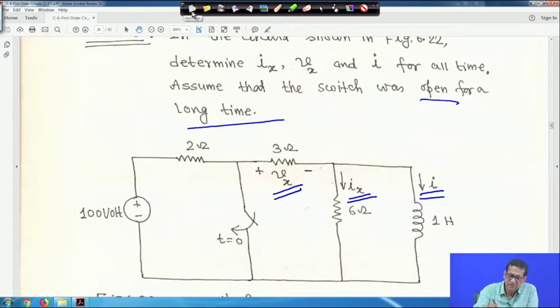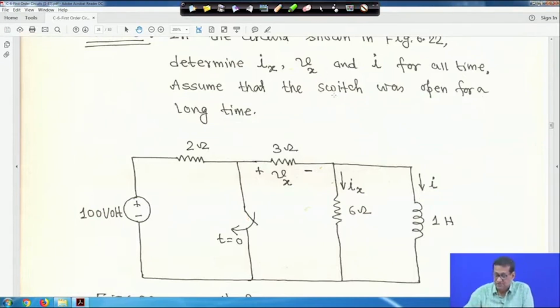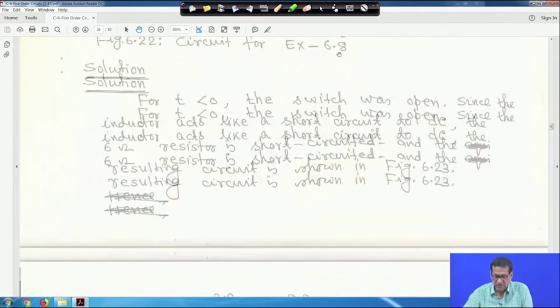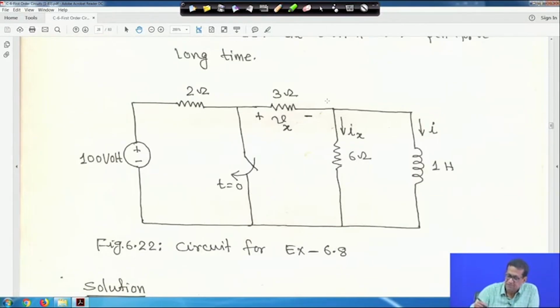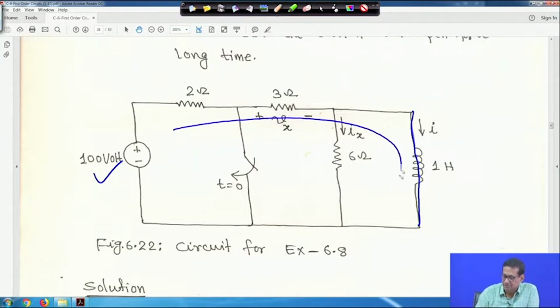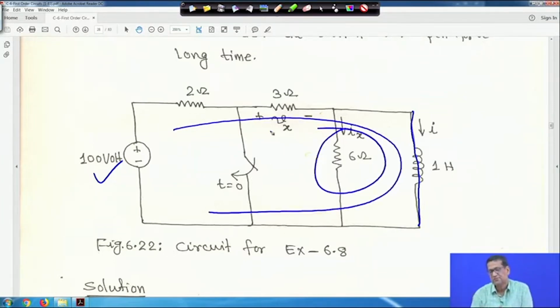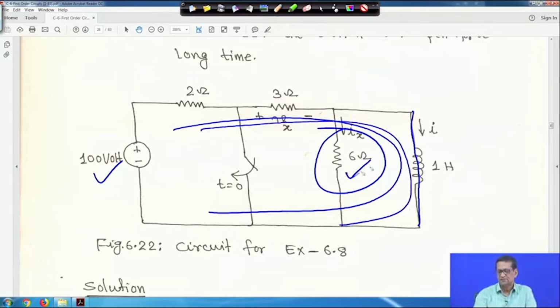So, let me clear it. When the switch was open for a long time, this will be the circuit, because it is a DC voltage of 110 volt, and the inductor behaves as a short circuit. In that case the current will flow like this, and there will be no current in the 6 ohm resistance, because it behaves like a short circuit. So, it will take this path, and no current will be flowing here.